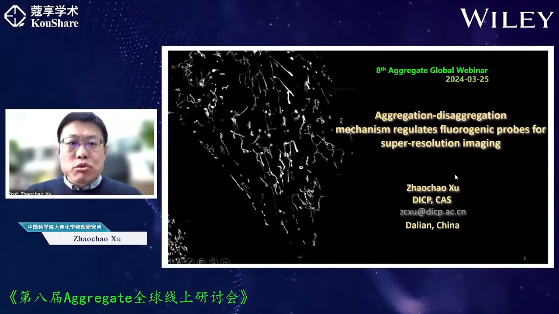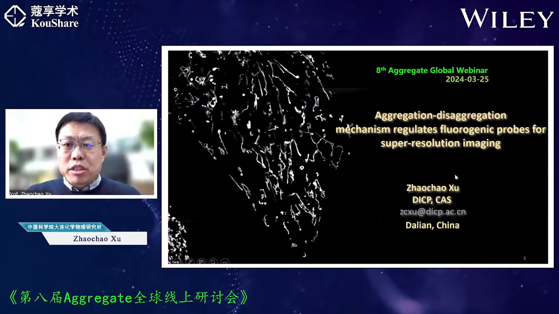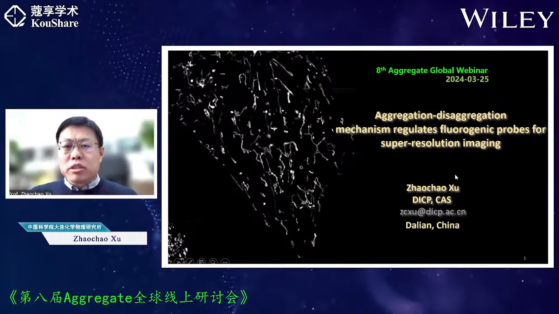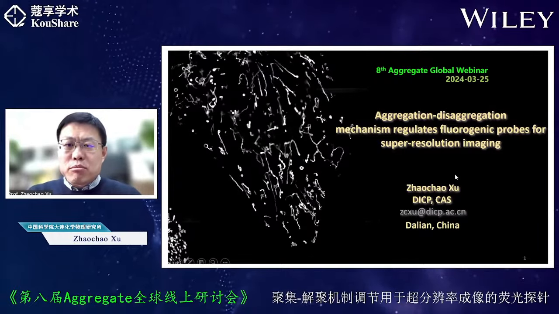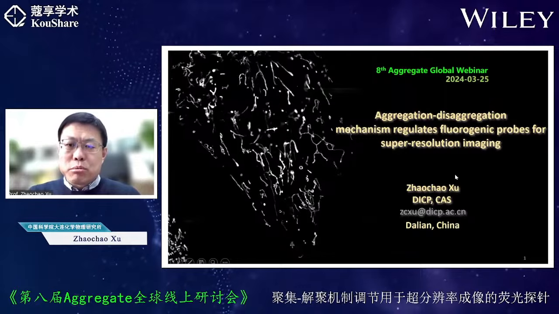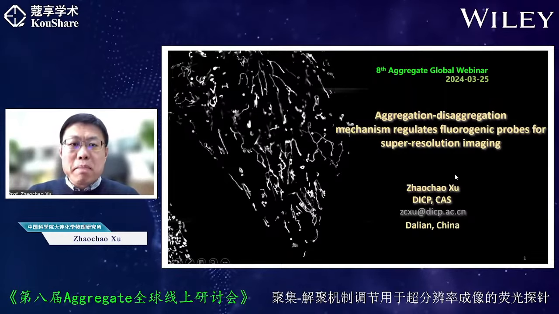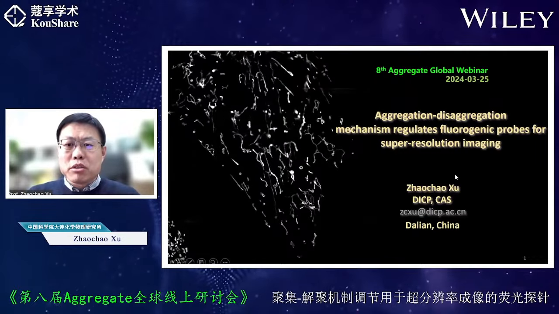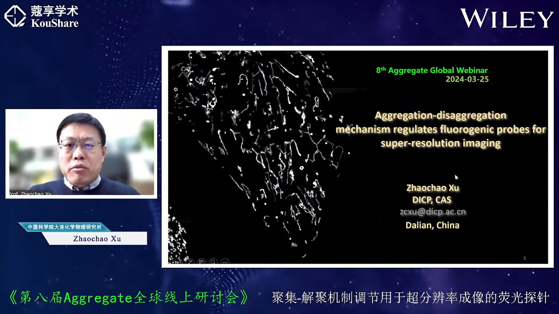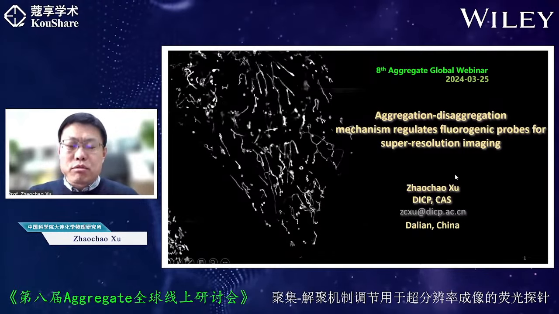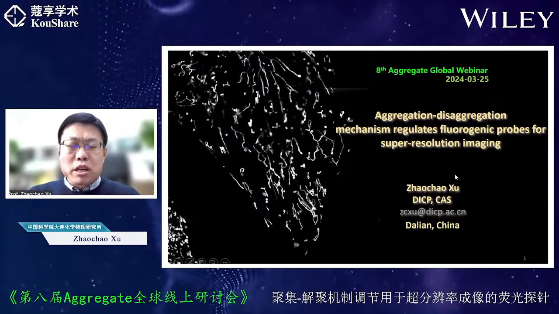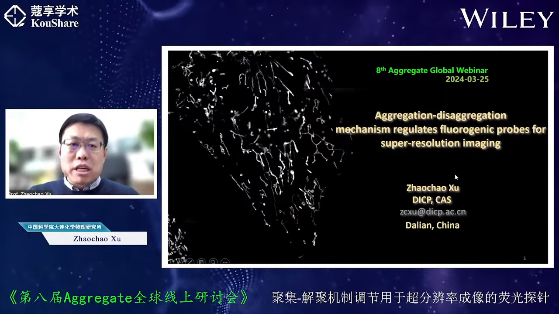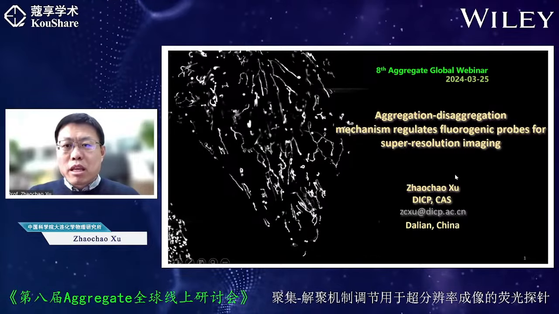My name is Zhao Chao-Chi from Dalian Institute of Chemical Physics, CAS, China. I'm honored to present our recent work on fluorescence probes for super resolution fluorescence imaging. These fluorescence probes are increasingly being found to be related to the process of aggregation and disaggregation of fluorophores. What is shown here is the temporal and spatial dynamics of mitochondrial membrane potential.